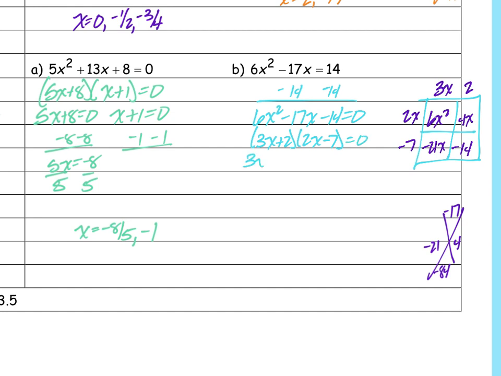So that means either 3x plus 2 equals 0 or 2x minus 7 equals 0. So subtract 2, 3x, divide by 3, add 7, 2x equals 7, divide by 2. So x is going to equal negative 2/3 or 7/2. Okay, so that's it. That's all there is.